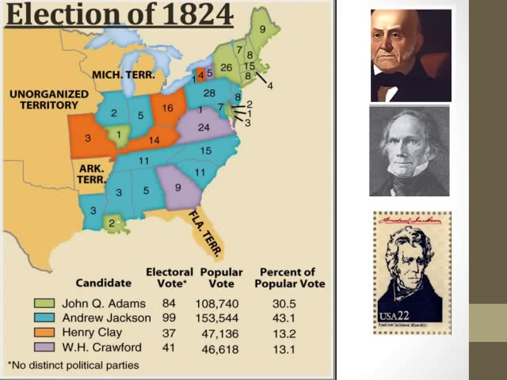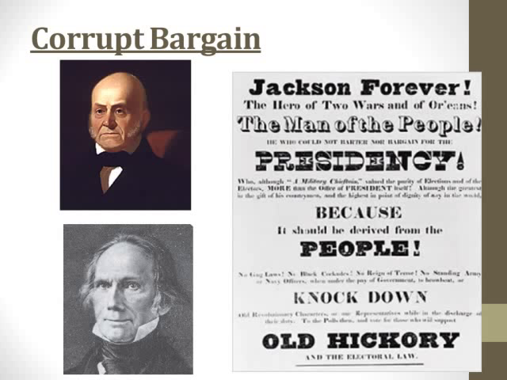So ultimately, who had to decide who became the winner? The House of Representatives. And during the House of Representatives decision, Henry Clay offered his votes to John Quincy Adams in exchange for making him what? Secretary of State. And this whole exchange is known as the corrupt bargain. So make sure you guys are familiar with the corrupt bargain. Everyone cool with that so far? Pretty simple, right?